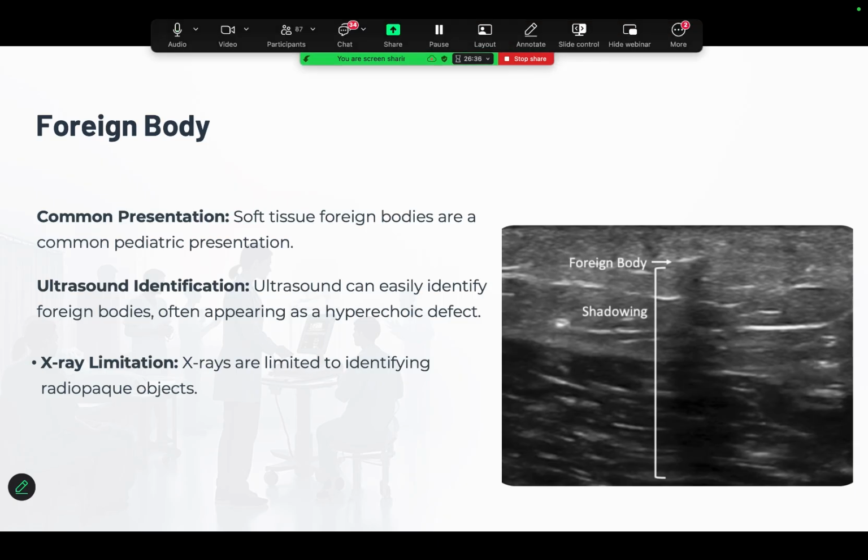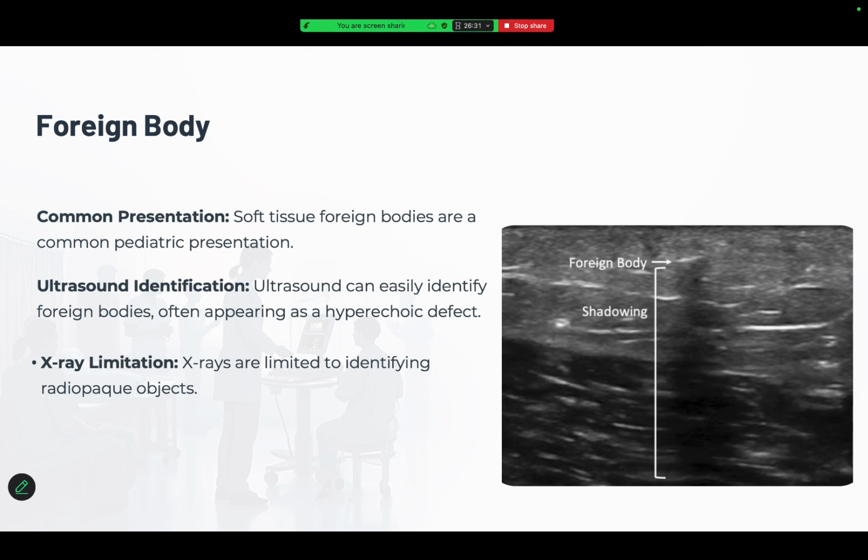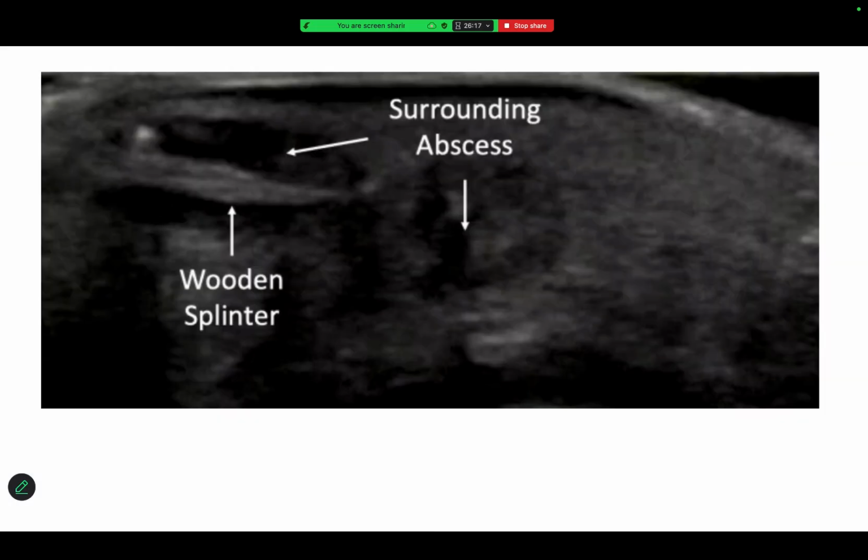So if it is clear per your clinical examination that it is absolutely, for example, cellulitis, I still prefer to do the ultrasound at the bedside, because maybe I will find something that helps me manage my case better. So how can we see foreign bodies? If you see here, there is a wooden splinter and fluid abscess accumulation around this wooden splinter, with some shadow behind it.